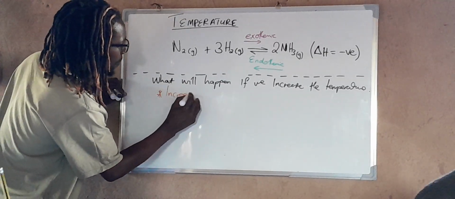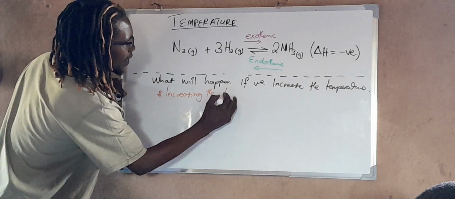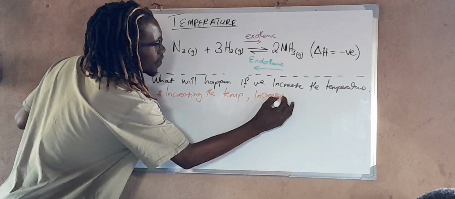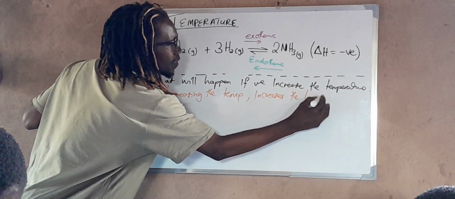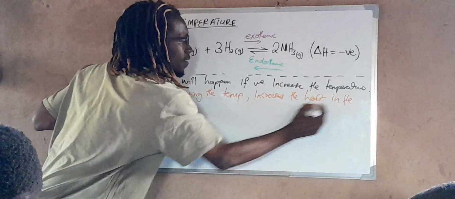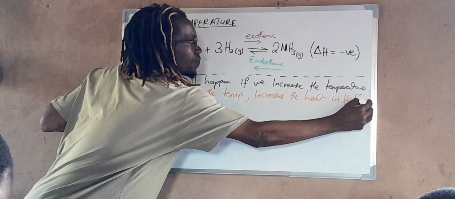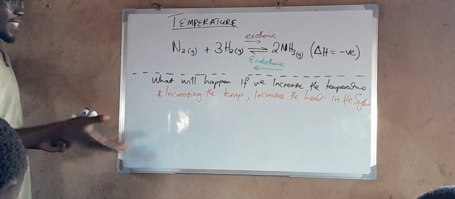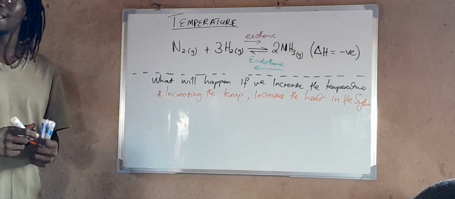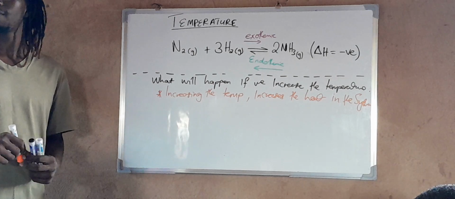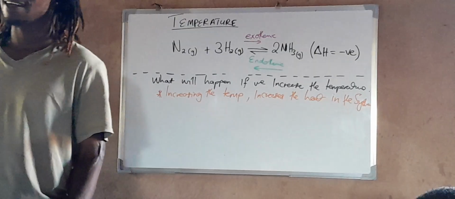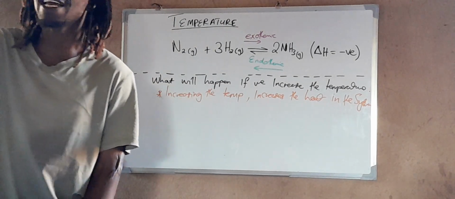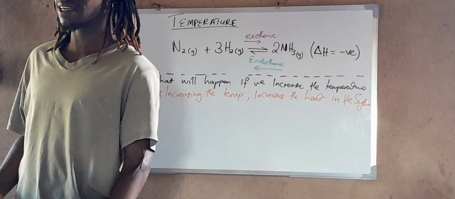Increasing the temperature increases the heat in the system, right? Here we are clear, right? We are still together, right? Yeah. Increasing the temperature increases the heat in the system. But according to Le Chatelier, a change in any of the factors will cause the system to change in such a way to reduce the effect, right?